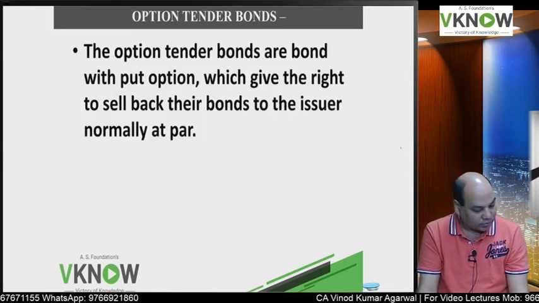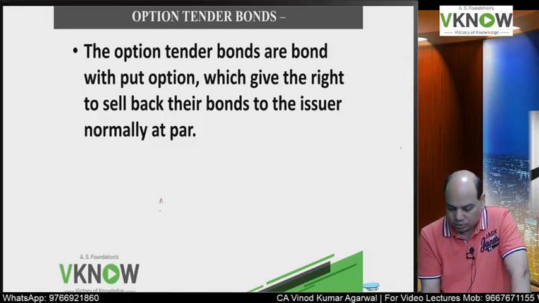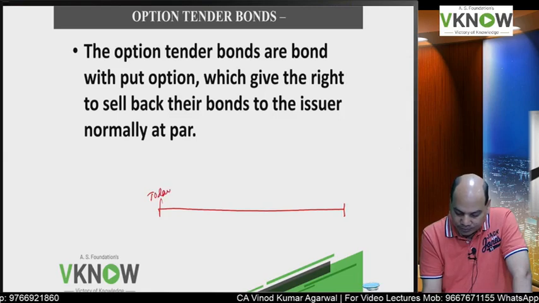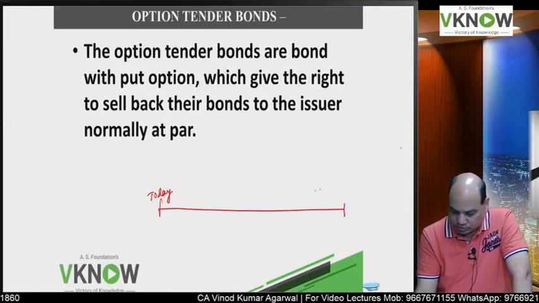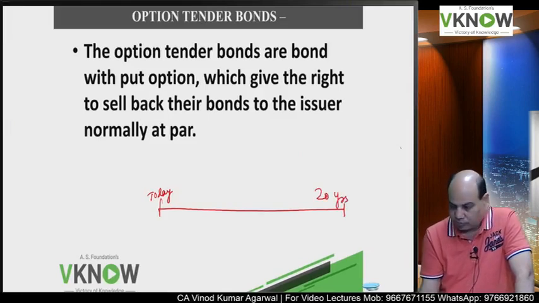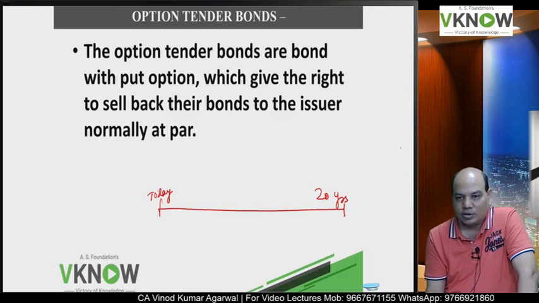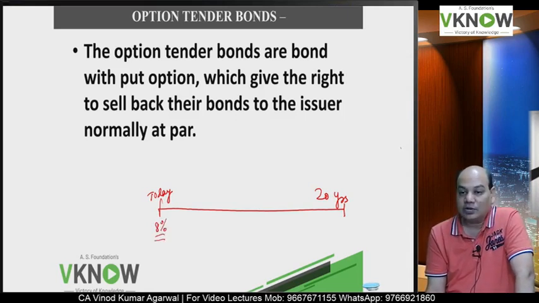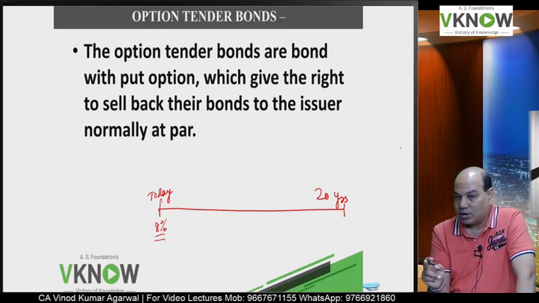Now next is option tender bond. Suppose a bond is issued for 20 years. Today maturity is 20 years. You have invested in the bond. Today when the investment was made, the interest rate was 8%, which means for the next 20 years you will get 8% interest.